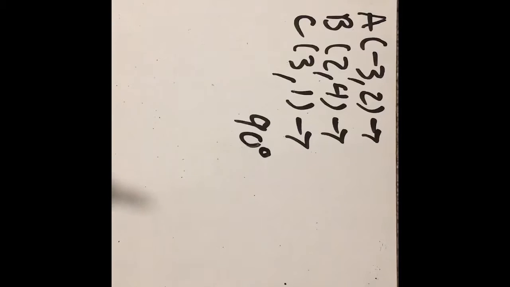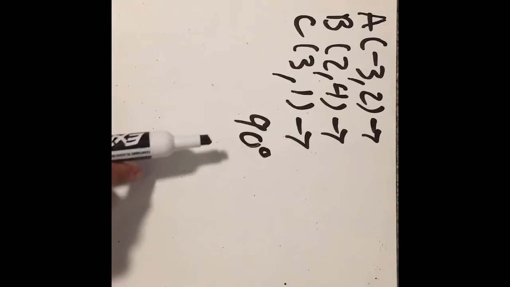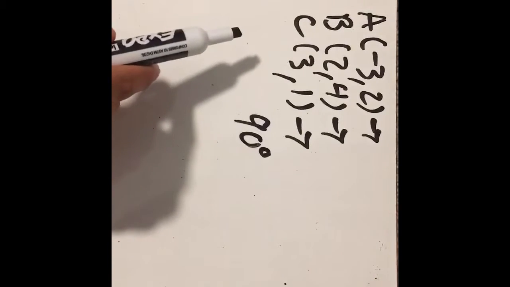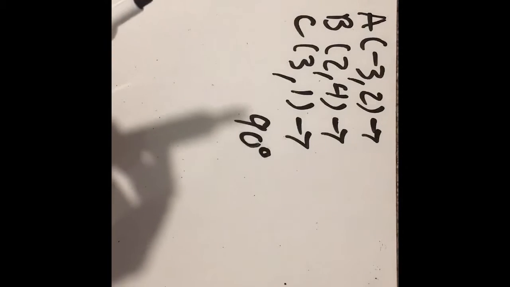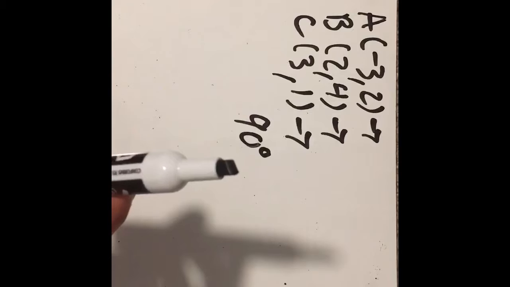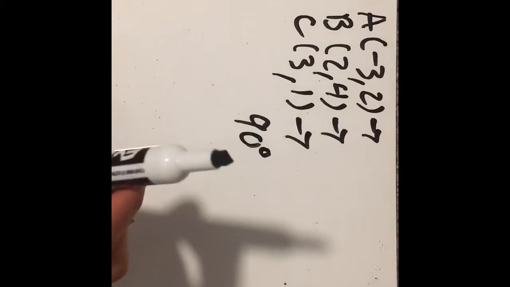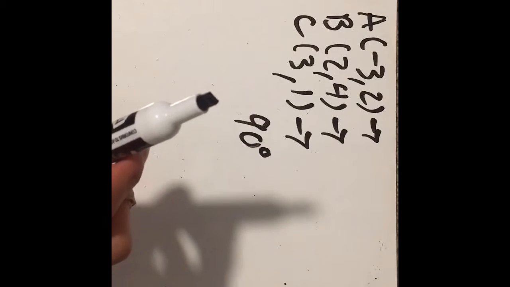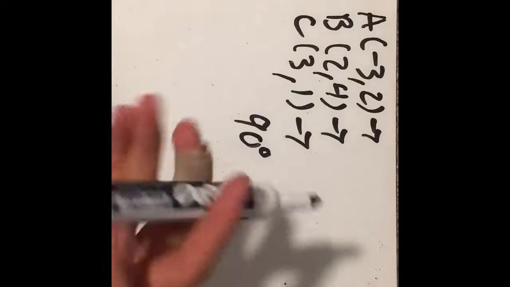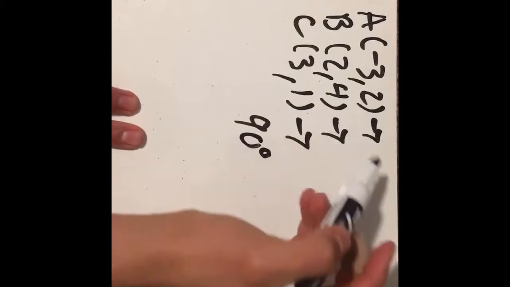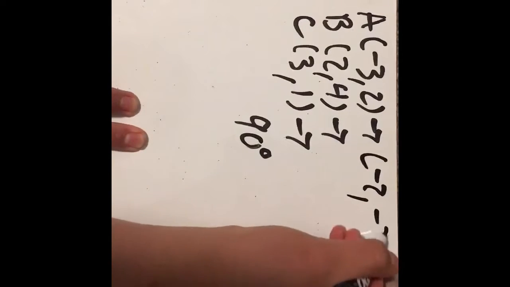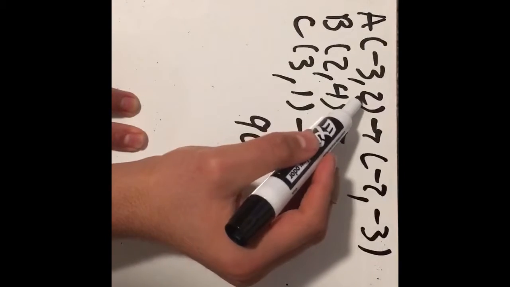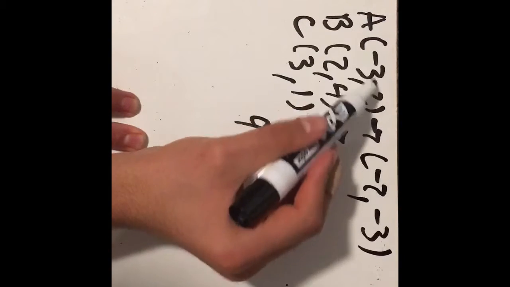So let's work on question 12. Question 12 is asking, find the rotation of 90 degrees for these 3 points which form a triangle. So to find it, we would do the coordinate rule for 90 degrees, which is (A, B) becoming (negative B, A). So we would get (negative 3, 2), then we would put (negative 2, negative 3). So we got the B, and then we made a negative, and then we put the A there.